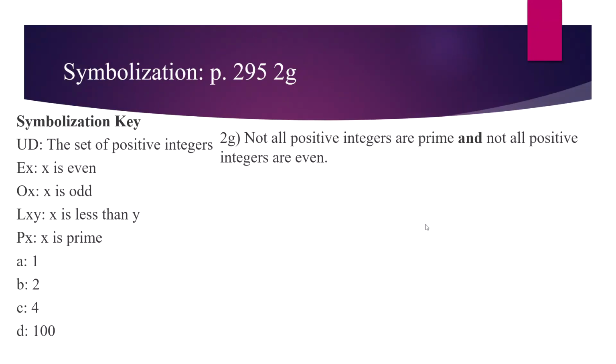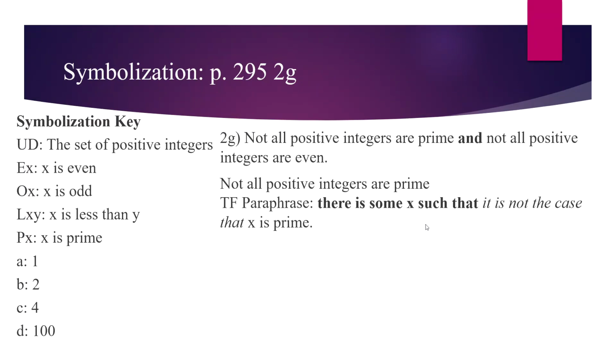So the main connective here is the and, right? So I'm going to break this down and do one conjunction and then the other. First, we're going to do not all positive integers are prime. One way to do this is to say there is a positive integer that is not prime, right? That paraphrase would be there is some x such that it is not the case that x is prime, right? If not all positive integers are prime, then there is some x that is not a prime.